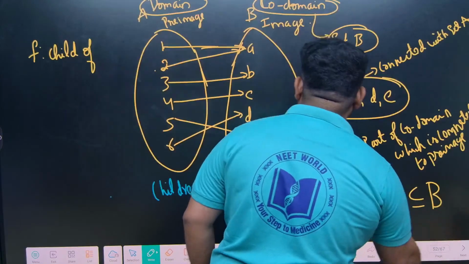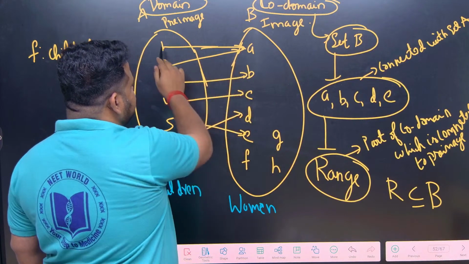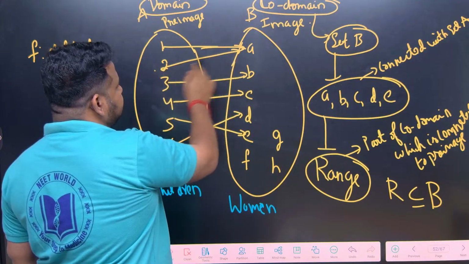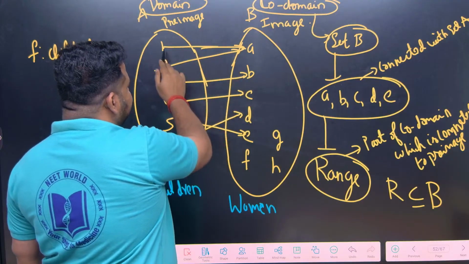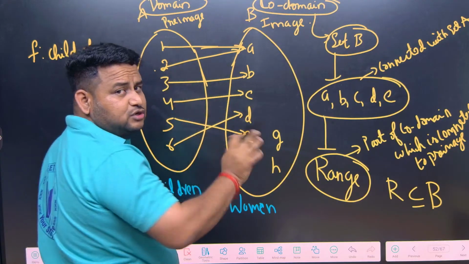It should be unique. See here, 1 is connected to A, 2 is connected to A. That is not a problem. But 1 should not be connected to some other element again. From here there should be one connection, no problem. But if 1 is connected to A and 1 is connected to E, it should not be the case.